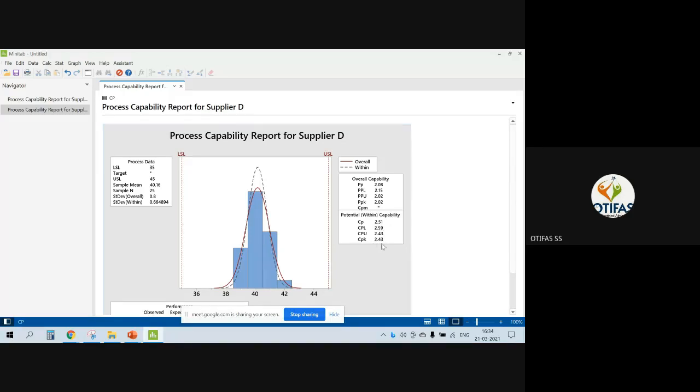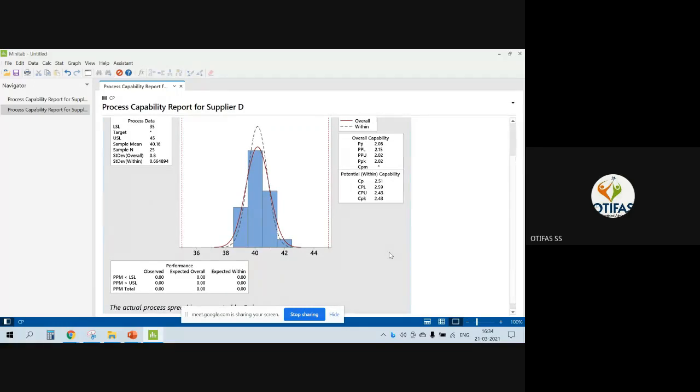Now here, what is this CPK? If CPK and CP are not equal, what does that mean? The process is not centered. Now tell me, towards which side is this shifted? Lower or upper? Upper. How? I said you will have two measures, CPL and CPU. Out of these, whichever is less, CPU is less, so your CPK will become the lesser one. So here we will not say my process capability is 2.59. I will say my process capability is 2.43.